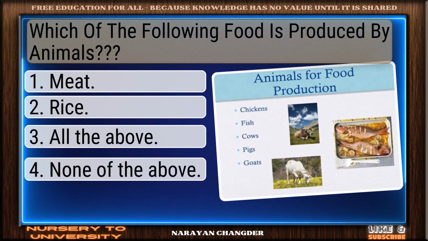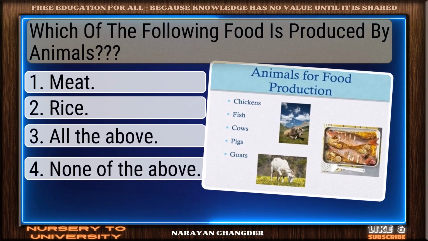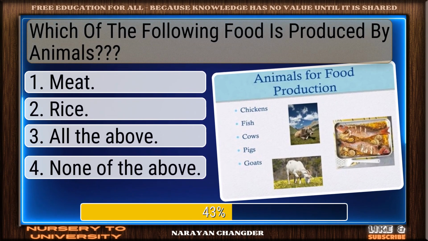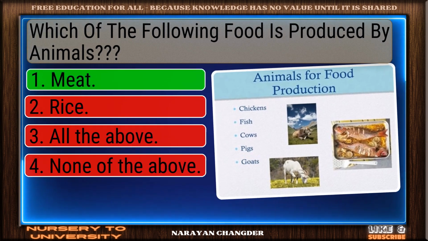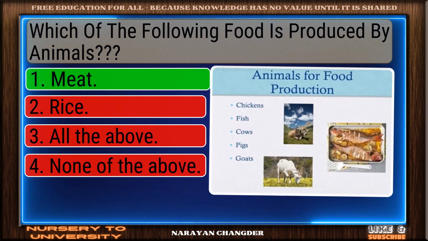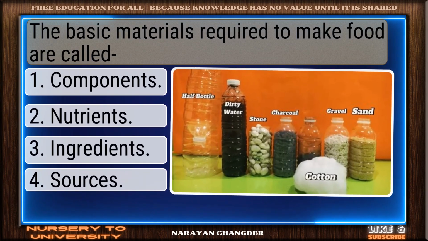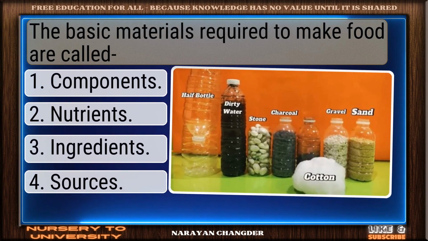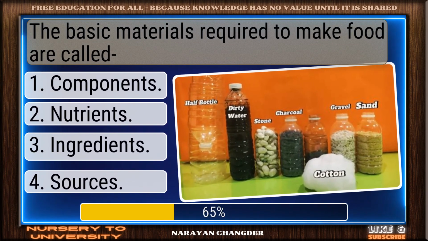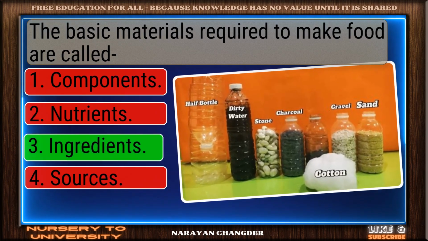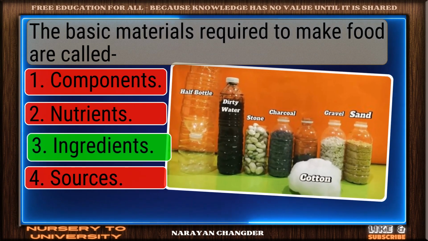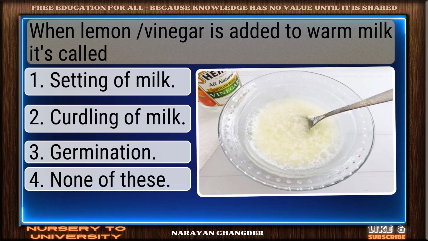Which of the following food is produced by animals? Nice selection. Meat is the correct and valid answer. The basic materials required to make food are called. You're right. Ingredients is the correct answer.